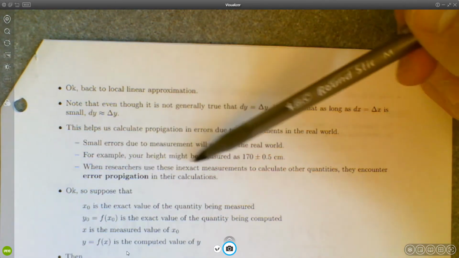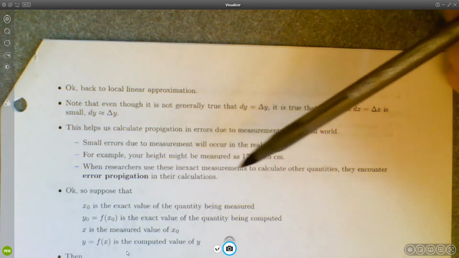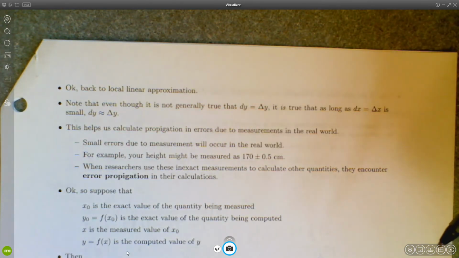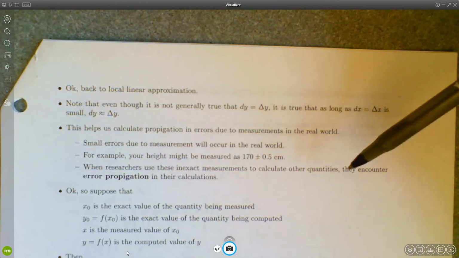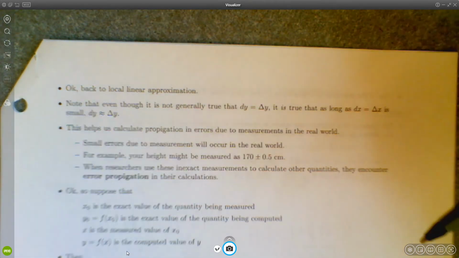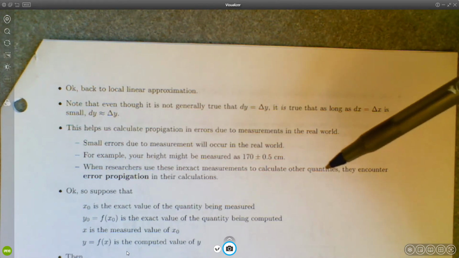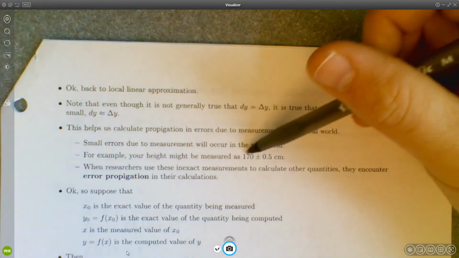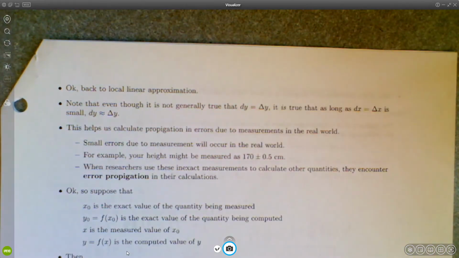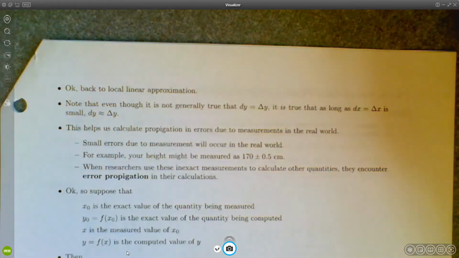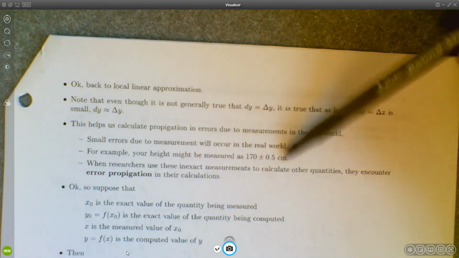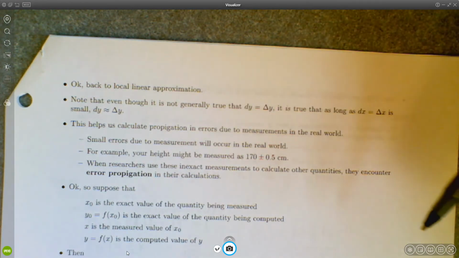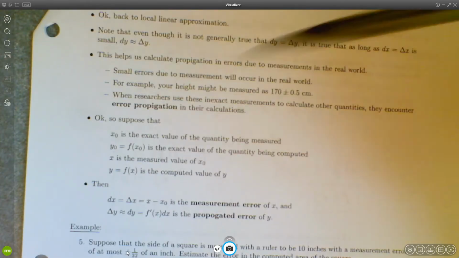So when researchers use these inexact measurements, which is like every time they take a measurement, right? So when researchers use these inexact measurements to calculate other quantities, they encounter error propagation in their calculations. Okay? So in other words, if I use this now to calculate something else that's supposedly related to the height of the thing that I just measured, then I'm going to get a propagation in errors, right? Okay, so how do we express this error propagation?